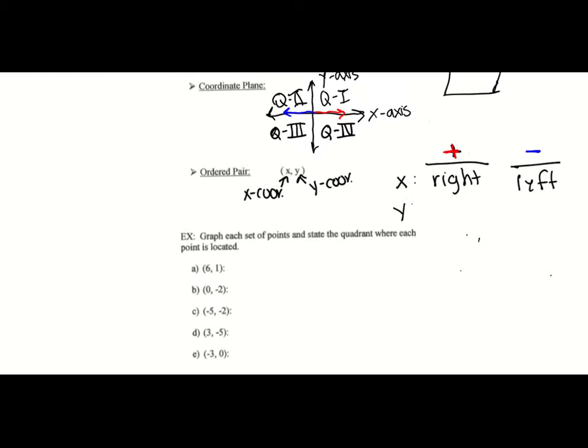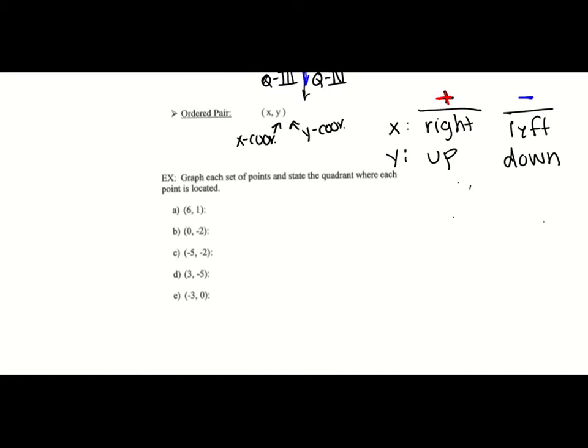For our Y, we are going to go up and down. So if we go up on our Y-axis, that gives us a positive value of Y. And if we go down on our coordinate plane up here, that gives us a negative value of Y. So that should be familiar. And then the next part down here is going to give us some practice on graphing those points.